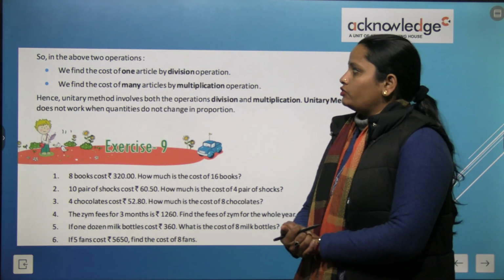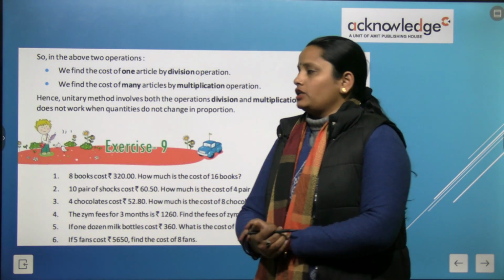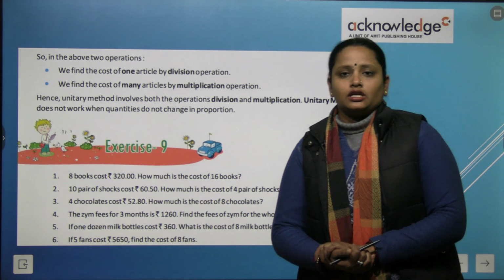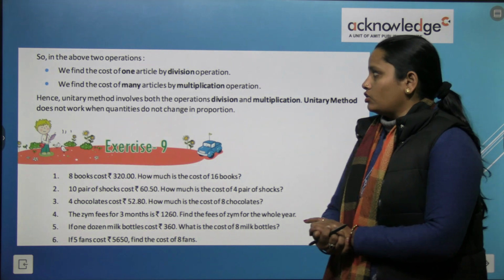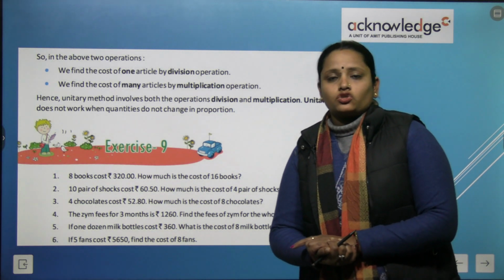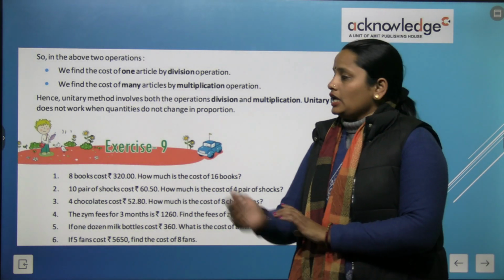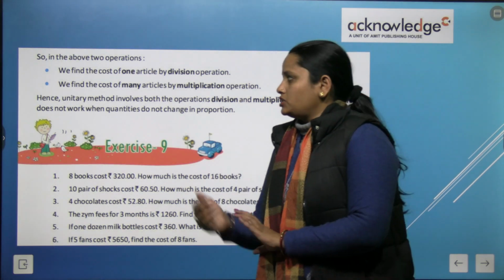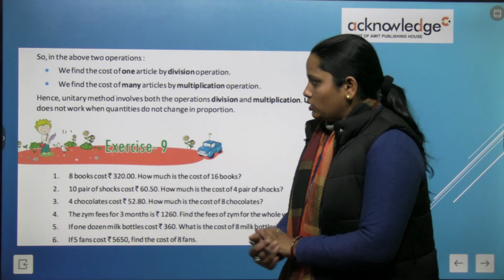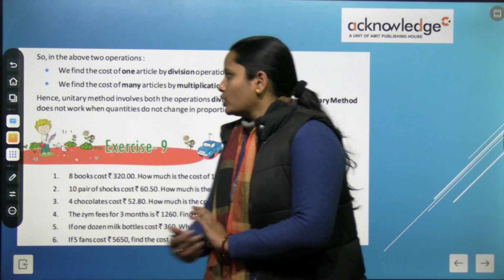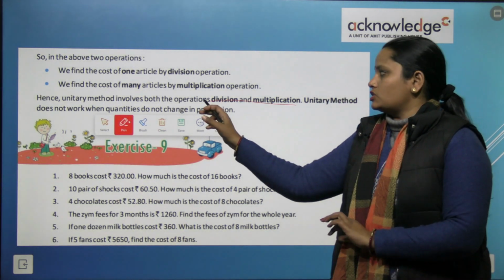Now, so in the above two operations, दोनों ऊपर क्या एग्जांपल्स हमने जब पढ़े तो हमें ये पता चला कि we find the cost of one article by division method. अगर एक आर्टिकल का कॉस्ट निकालना है तो हम डिविजन मेथड यूज करते हैं. And when we find the cost of many articles, जब हम ज्यादा आर्टिकल्स के कॉस्ट निकालते हैं तो हम उसके लिए क्या करते हैं, मल्टीप्लाई करते हैं. Hence unitary method involves both the operations. इसलिए यूनिटरी मेथड में दोनों ही चीजें होती हैं. क्या क्या, डिवीजन और मल्टीप्लिकेशन, ये दोनों चीजें होती हैं.